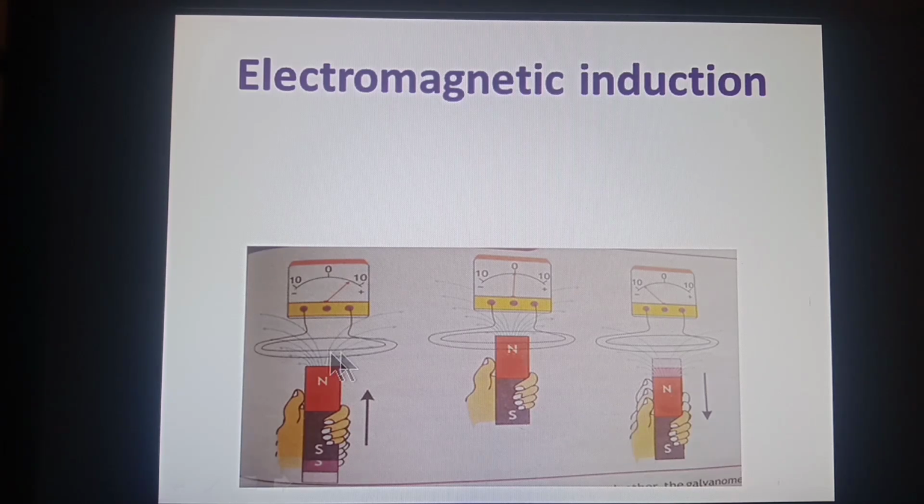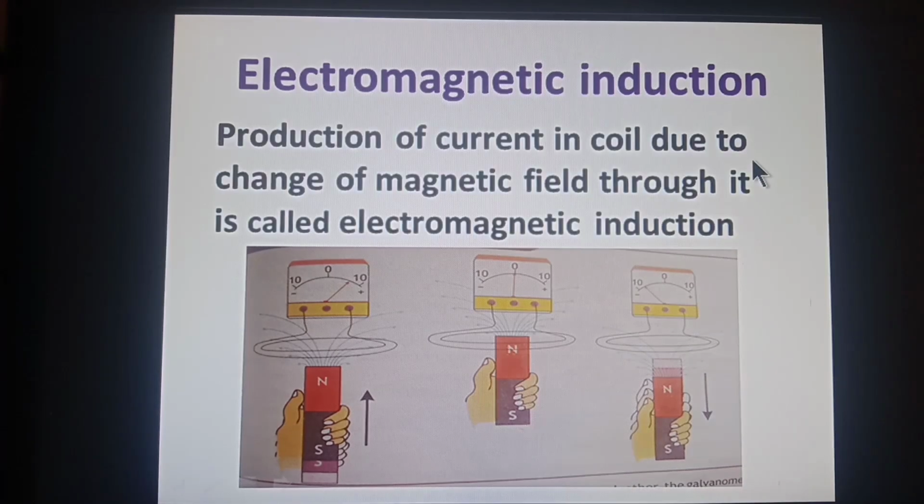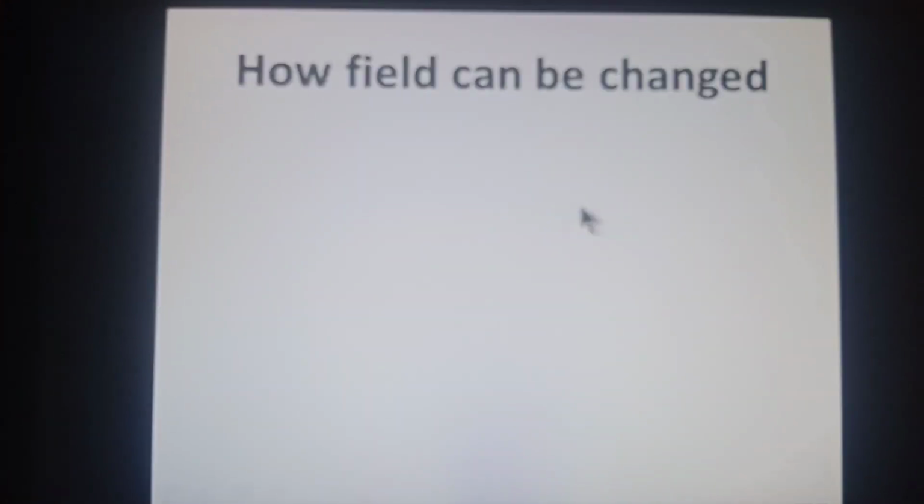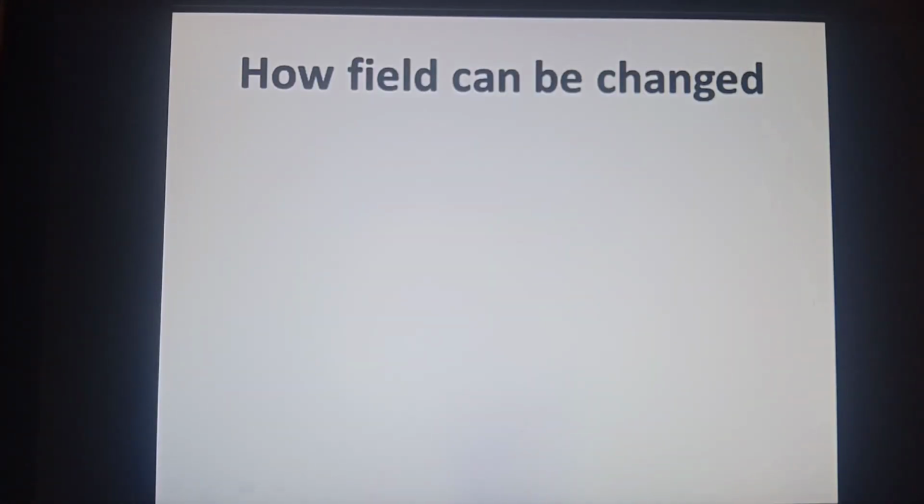What does all this mean? This shows that whenever there is a change of magnetic field through a coil, current is produced in the coil. This phenomenon is called electromagnetic induction. So we can define it: production of current in a coil due to change of magnetic field through it is called electromagnetic induction. Now students, how can we change the field through a coil?